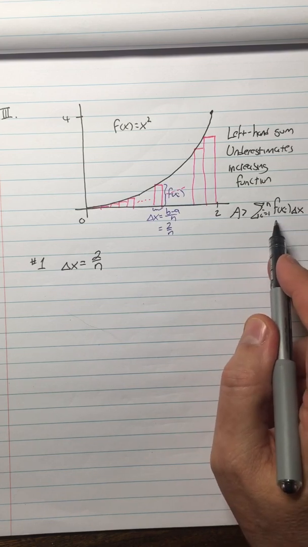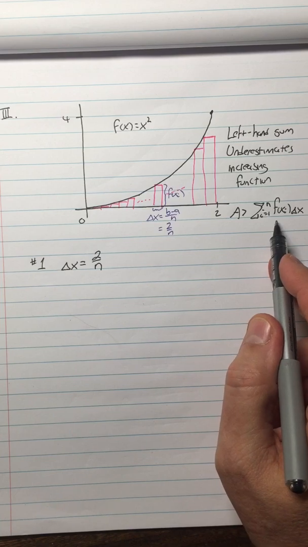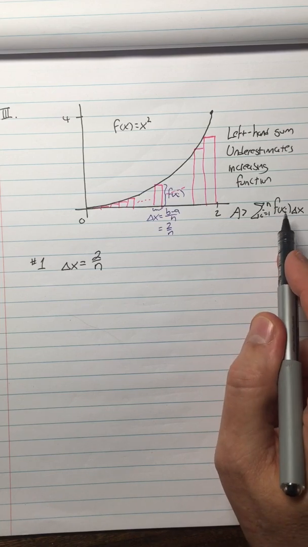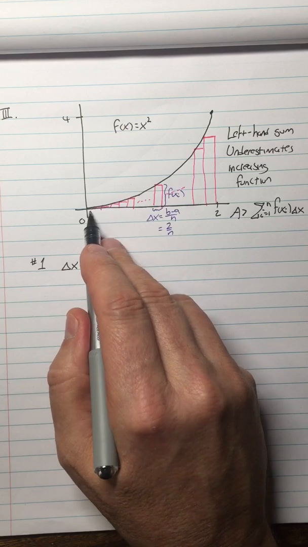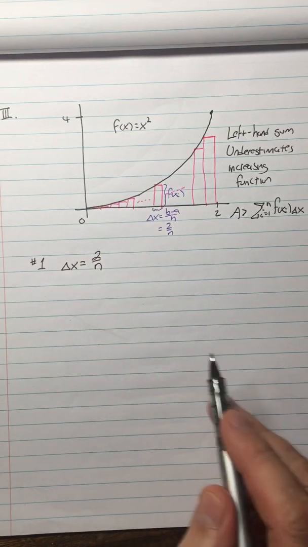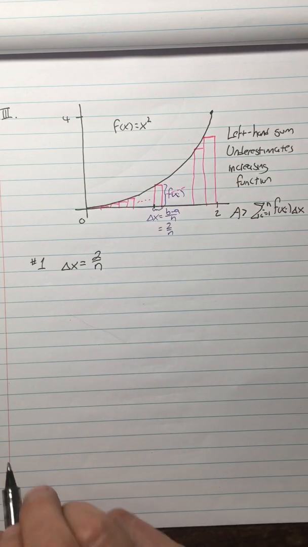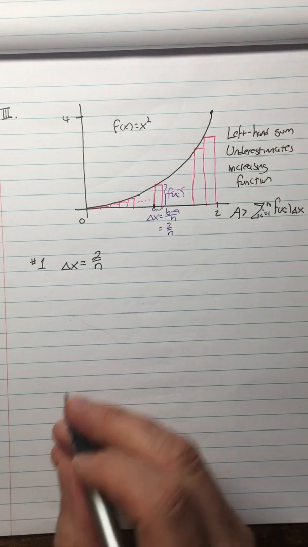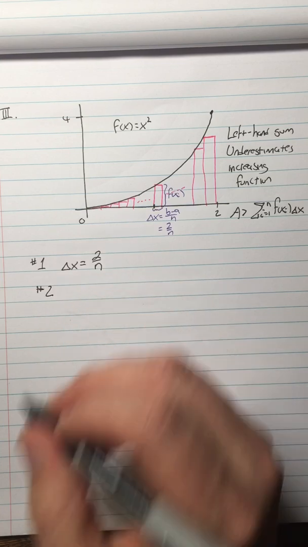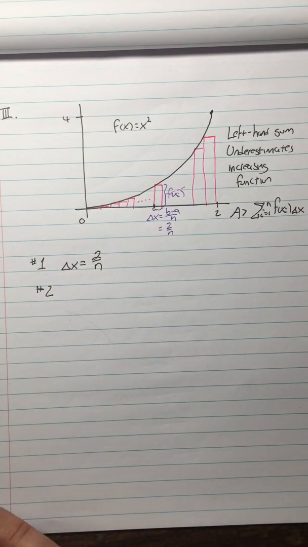Now this looks like the same expression from the previous problem, and it kind of is, but the x sub i's are different now because I'm using the left hand of each interval instead of the right hand. So now the x sub i is over here instead of over here, and that's going to make a difference in what we have. So for number 2, here's what that difference looks like.